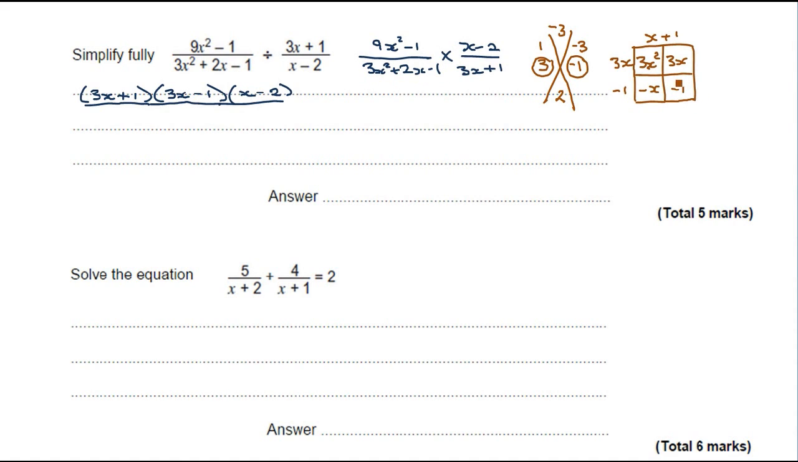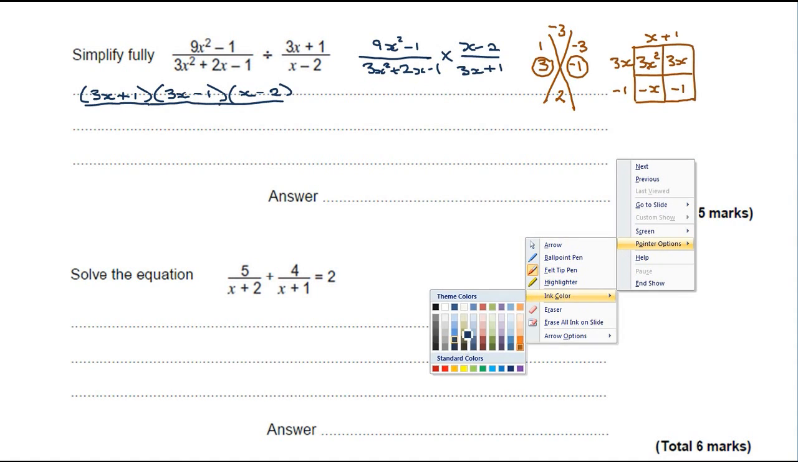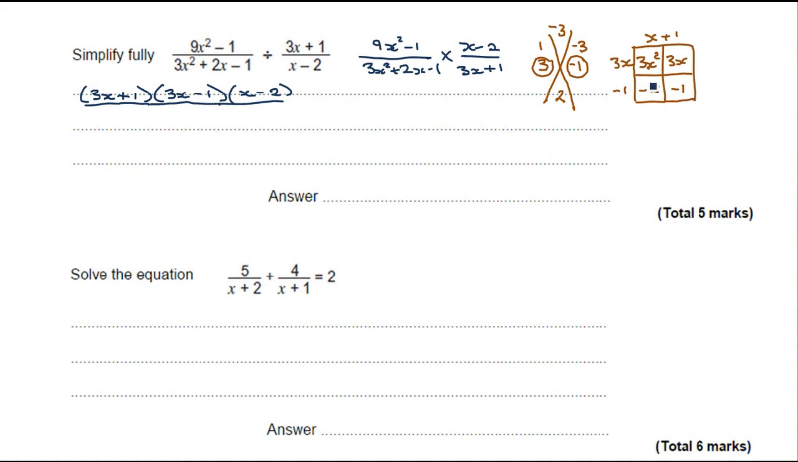Good job, I did a back check. So 1 times 3x gives me my 3x. And just to check the final box, 1 times minus 1 will give me my minus 1. Okay, so that's my little side work there. Now back to the problem.